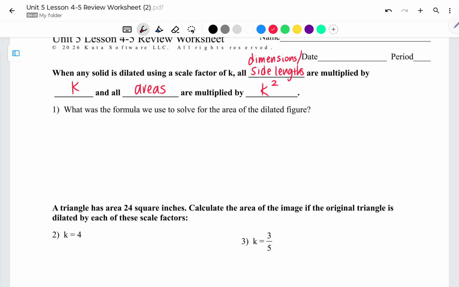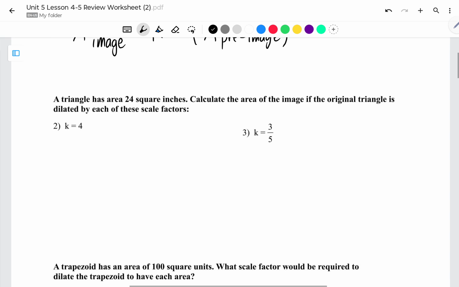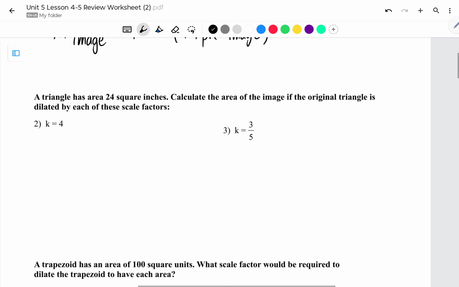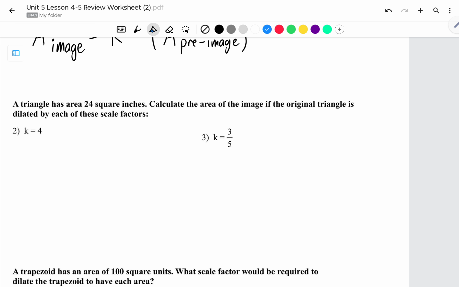So what was the formula we used to solve for the area of a dilated figure? We said the area of the image is going to be equal to k squared times the area of the pre-image. Okay, so let's use that formula in some of these problems. I'm going to skip number 2. I'm going to do number 3, because if I do number 3, you should be able to do number 2. So it says here, the triangle has an area of 24 square inches.